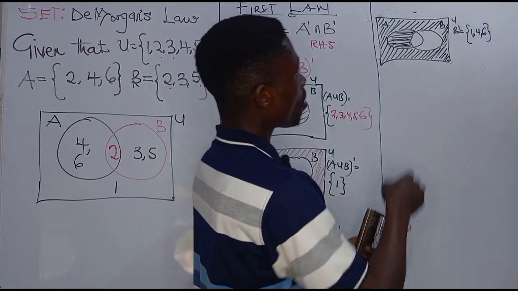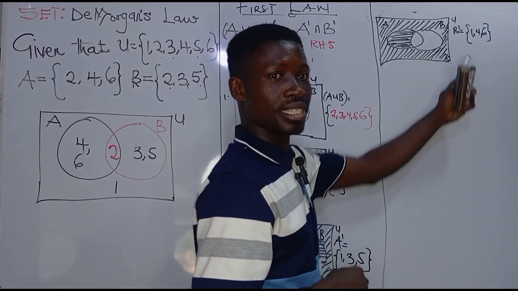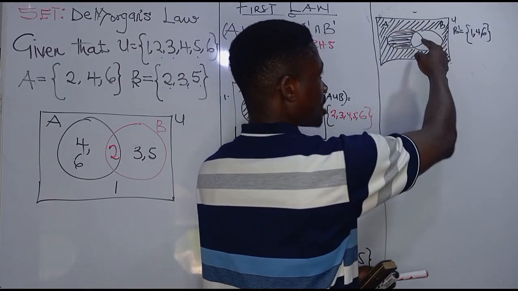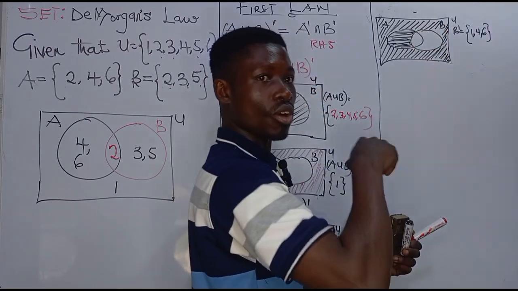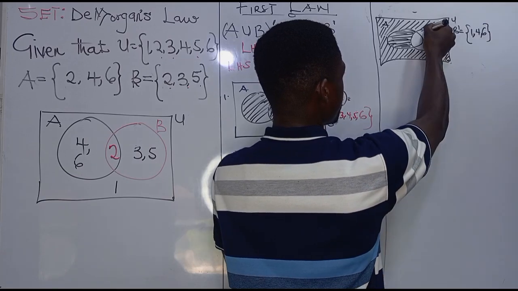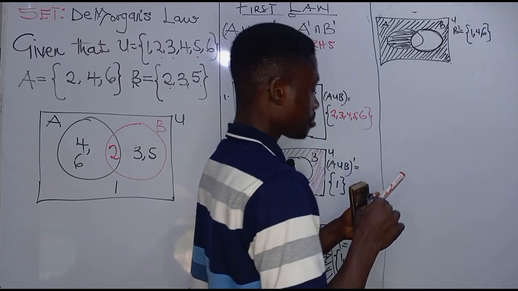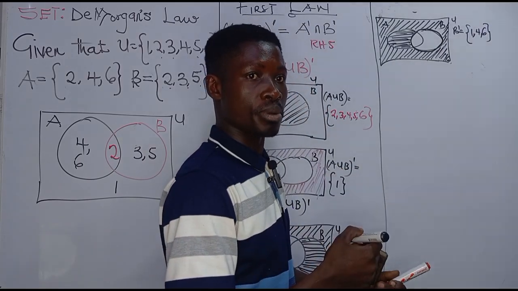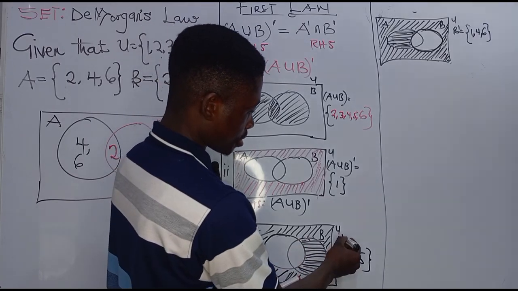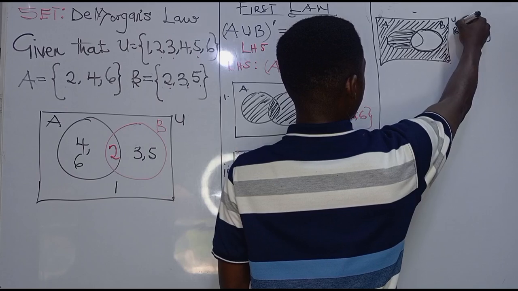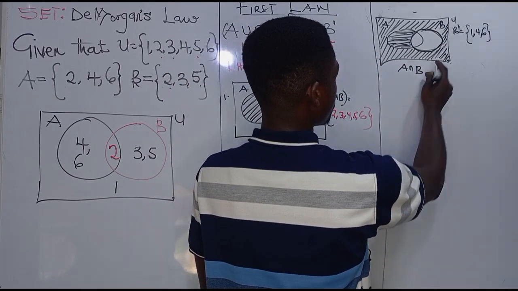Good. So it means all the shaded regions within this Venn diagram represent what? B complement. It means they are in the universal set, but they are not part of B. And you can see that all the unshaded region represents what? B. Good. So that is B complement. Now that we have A complement and then B complement, we can find their intersection. So we have A complement intersection B complement.